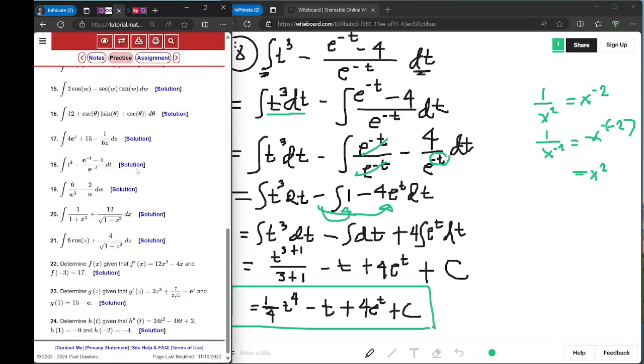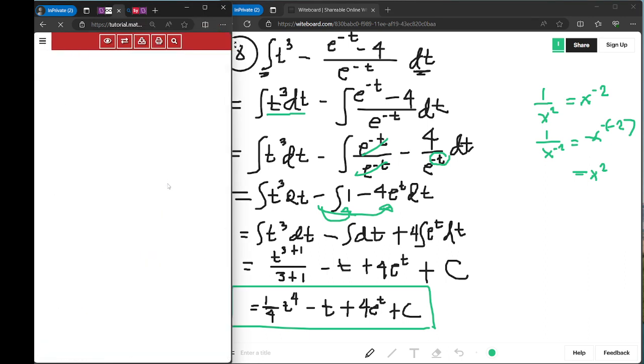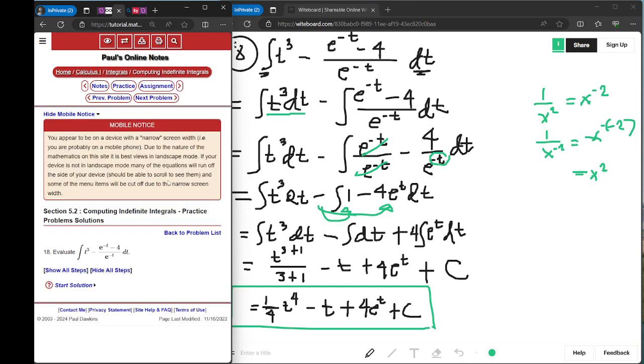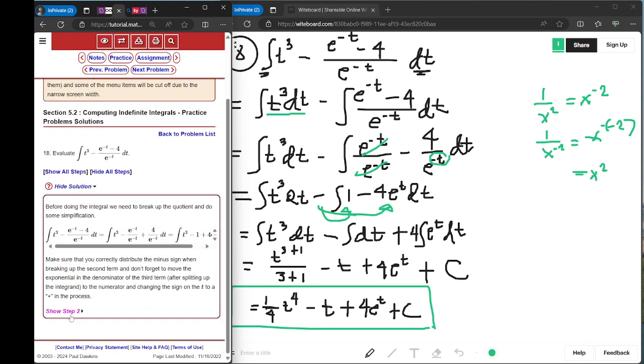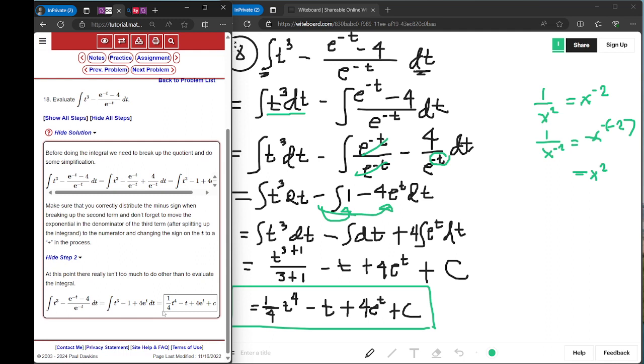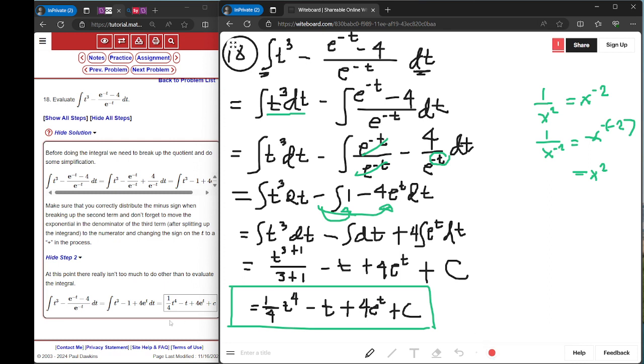So let's check if our solution and Paul's solutions are the same. Okay, this is number 18. Check solution. So show step 2. All right. So the first term is 1 over 4 times t to the fourth, correct? Next is negative t, this is correct also, plus 4e to the t and plus c. And we got it right.